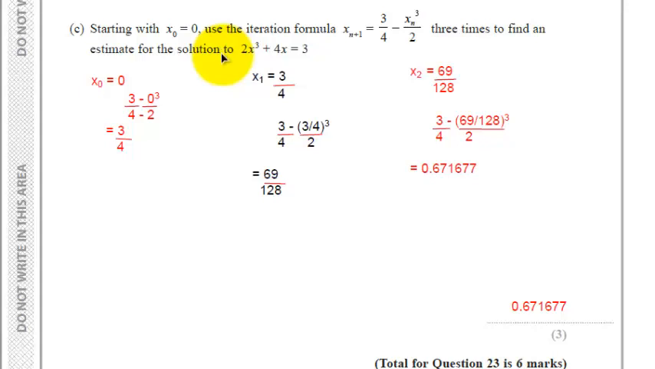If you type that into your calculator, you don't get an exact value, so you can't give the answer as a fraction, and I get 0.671677.